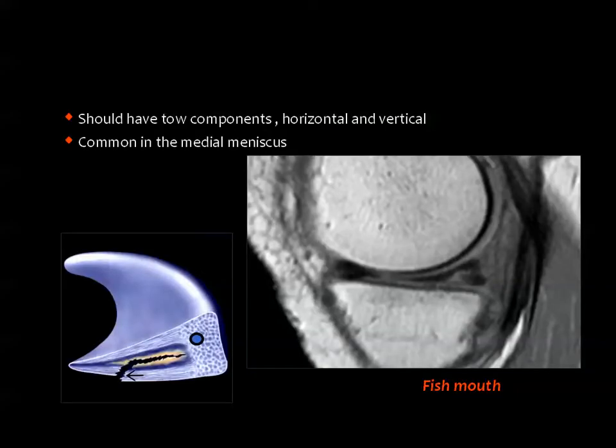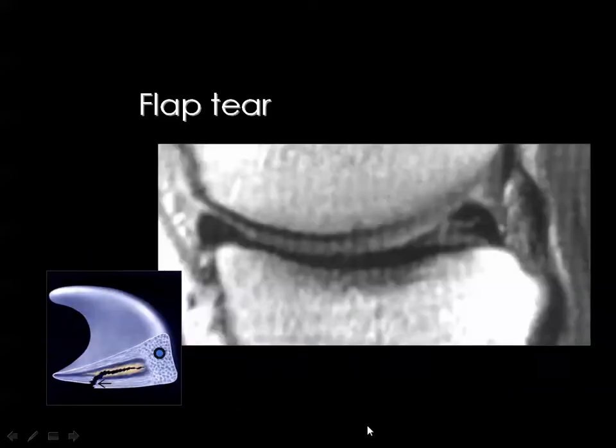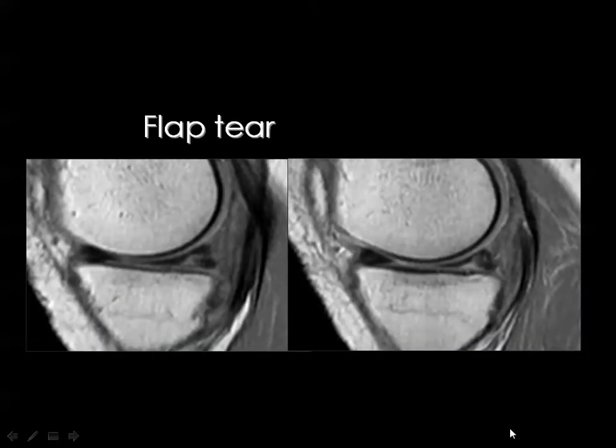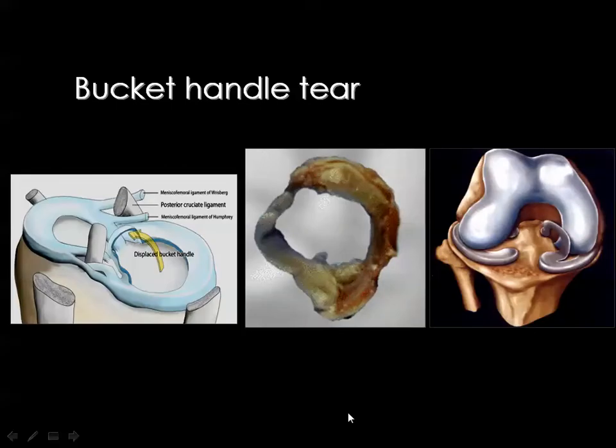And this is one of the complex tears in the meniscus and is known as the flap tear or the fish mouth tear. The flap tear, by definition, has two main components, a horizontal one and a vertical one. If you look here, you can see there is a horizontal component and a vertical component of the tear, and this is also an example. You see a horizontal component and a vertical component, diagnostic of flap tear. And also here you see a vertical component and the horizontal component, and this is flap tear.